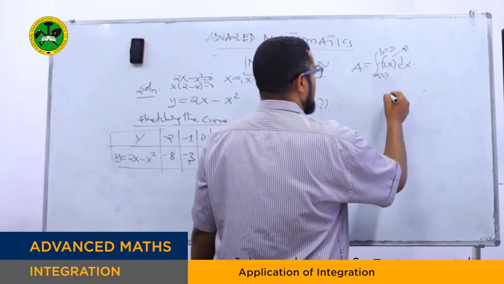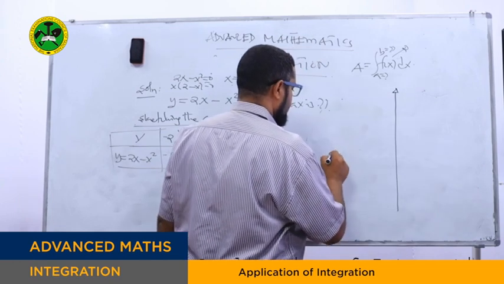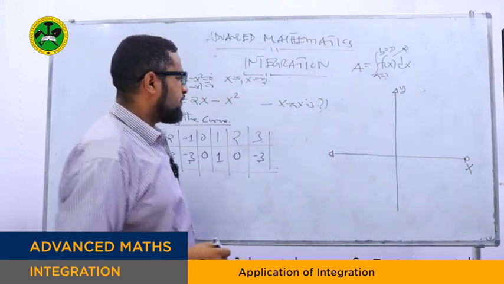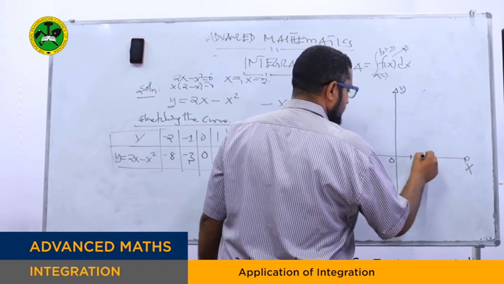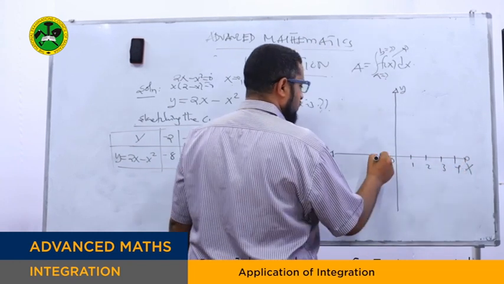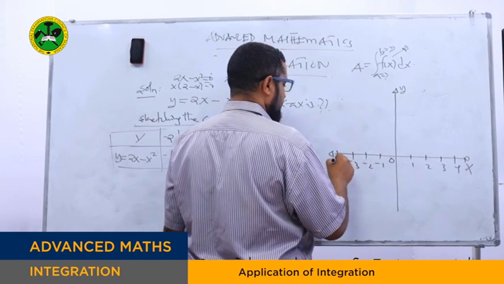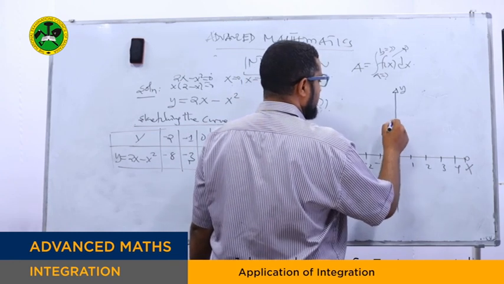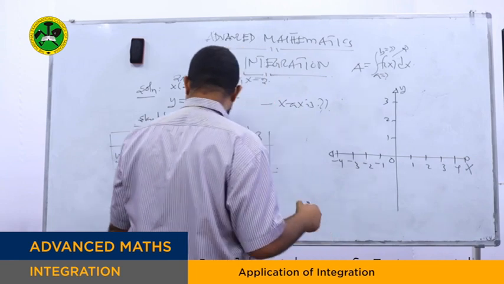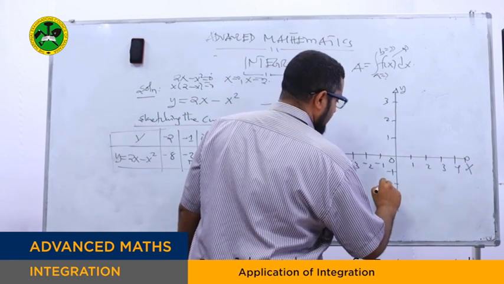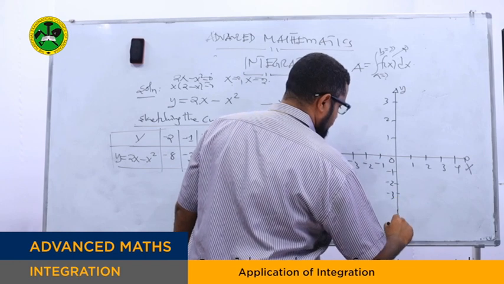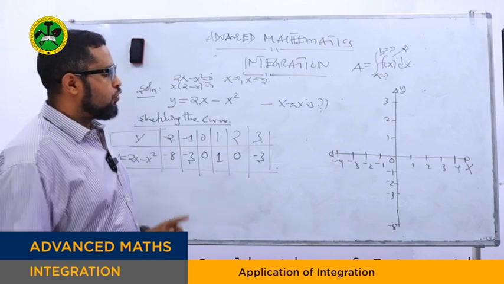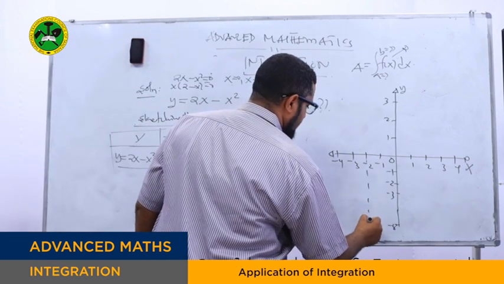Now let's sketch our graph. This is x and that is y. We have negative number and positive number. 1, 2, 3, 4. Negative 1, negative 2, negative 3, negative 4. But in the case of y-axis, we have 1, 2, 3. For the case of negative side, we have negative 1, negative 2, negative 3, up to negative 8. Now plot the point. When x equal to negative 2, we have negative 8. So negative 8 somewhere there.